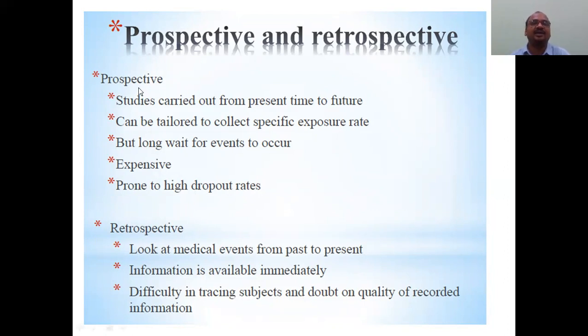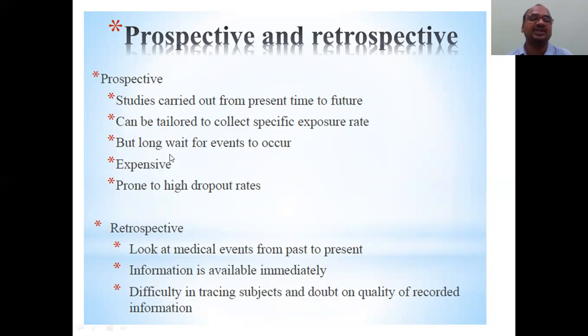In a prospective study, you can tailor it however you want, and collect the specific exposure rate. You can design how many members you want. In a retrospective study, somebody designed it and somebody got a result, and you are collecting that data. But in prospective you can tailor, just like a tailor who stitches as per your measurements. As per your research study, you are tailoring how many numbers you have to take.